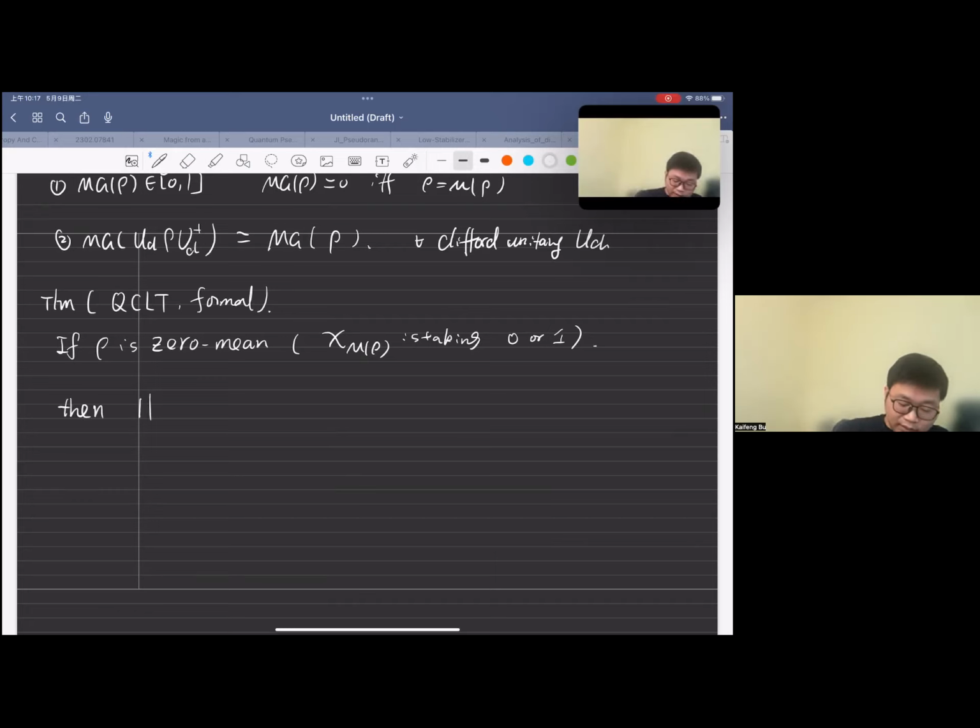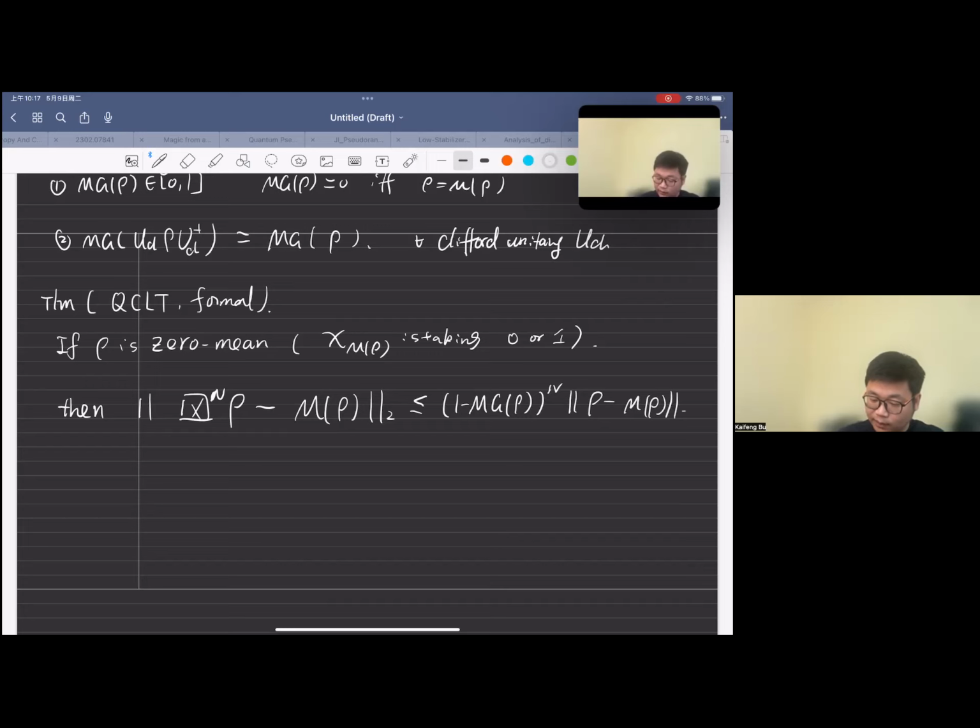Then the distance between the nth convolution of the given state to the mean state is bounded by the 1 minus mg low to the power of n times low minus m low. Because m0 is taking value from 0, 1, so 1 minus mg low also is between 0 and 1. So when we take the nth power, this one is an exponentially small number with respect to n, which means the convergence is very fast. Okay, so this is our formal definition of quantum central limit theorem, and the third property we want to verify.